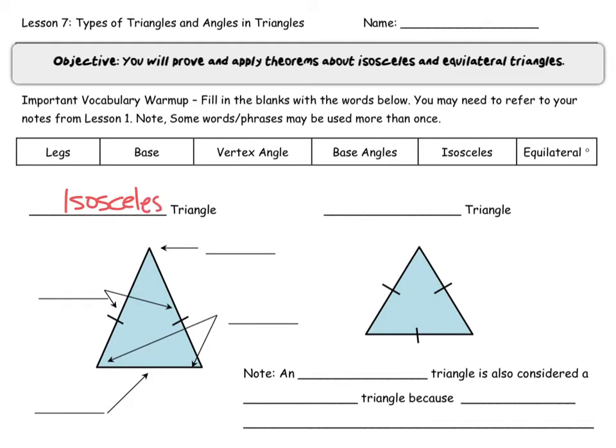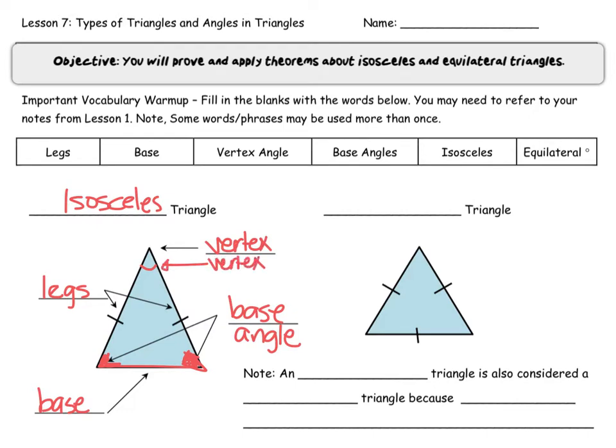The two congruent sides are called the legs of the isosceles triangle. And the third side is called the base. The two angles that touch the base are called the base angles. And the top is called the vertex, and this would be the vertex angle. So the vertex is that top point, and the vertex angle is formed by the legs and the vertex.